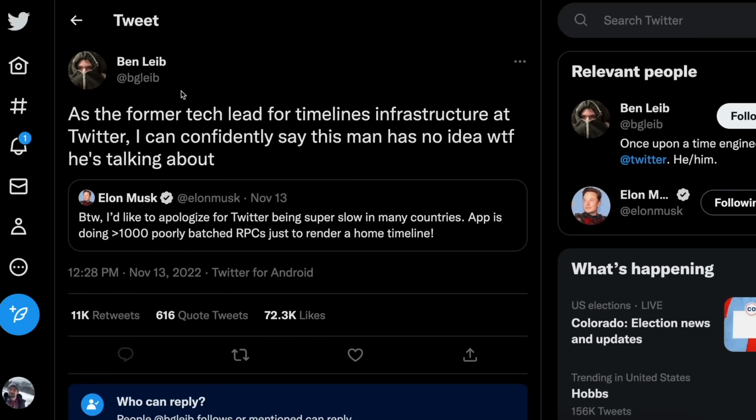Another one, this is from the former tech lead for Timeline. They mention that he can confidently say that this man has no idea what he's talking about. He's just saying words, doesn't really seem to know what the words mean. Doesn't even seem to know what the problem is.